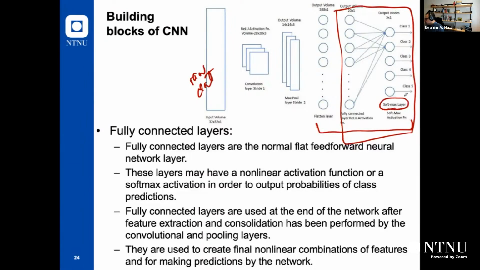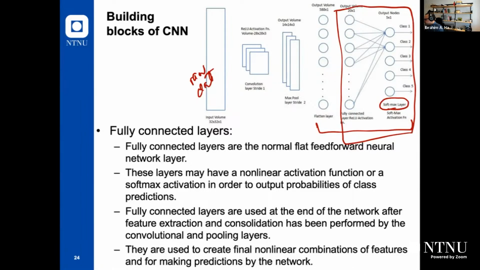So the output layer is called the softmax layer because the activation function here is softmax. It is used because we need to calculate the probability with which each image belongs to each class. So the summation of the outputs here should equal 1.